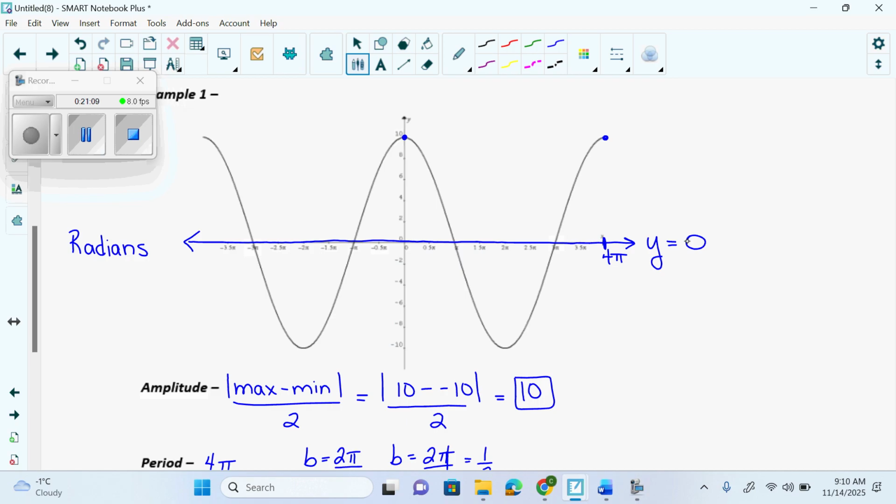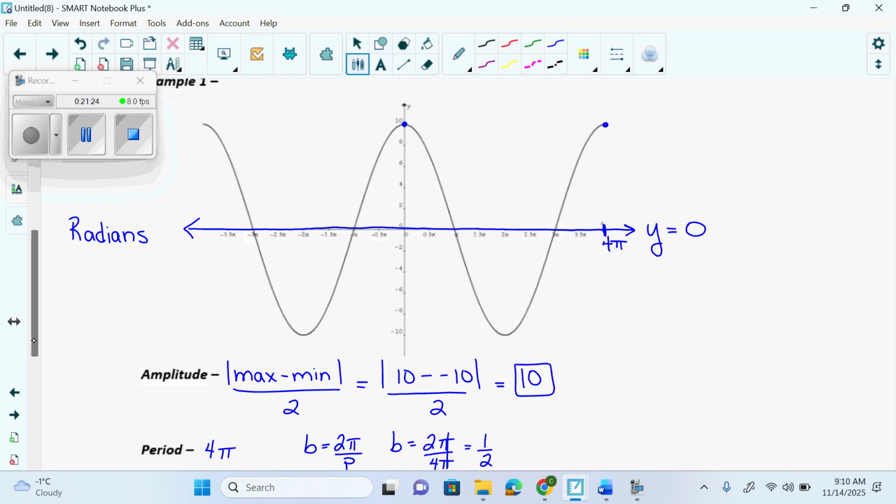You know you're right if, when you draw the line, it's the same amplitude down as it is up, right? And our amplitude's 10. So if we count up 10 and down 10, we get the maximum, which we talked about yesterday. So our d value is 0.